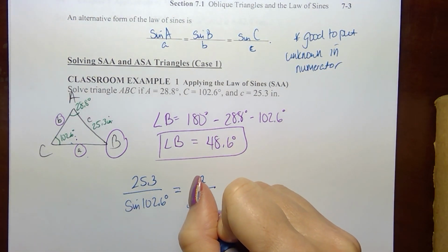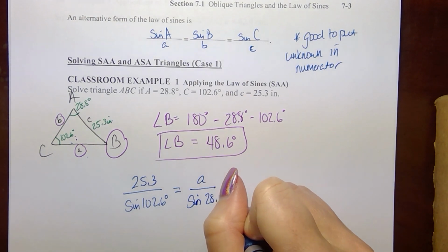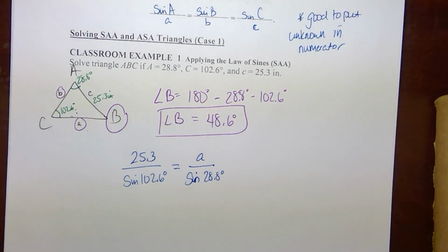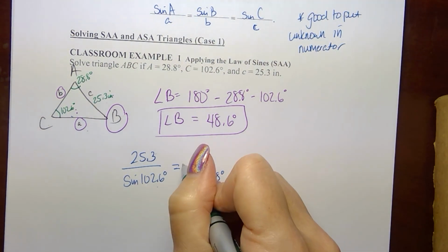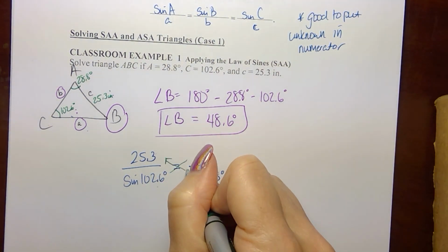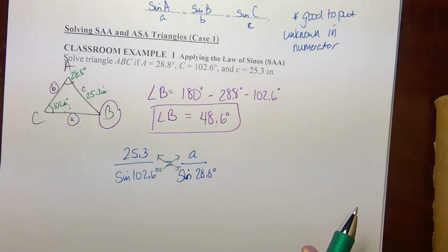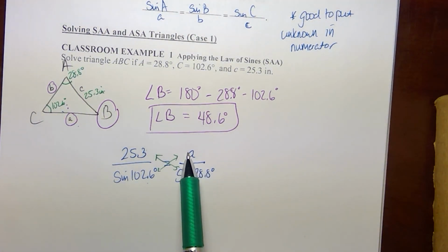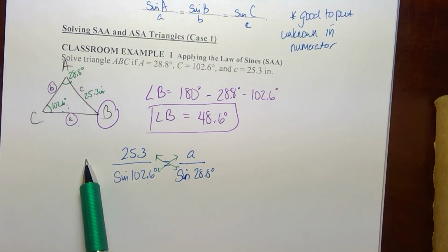Side a is opposite angle A. So I set up my law of sines like this. Side c opposite angle C, side a opposite angle A, and then I use a proportion to solve for my missing value. When I'm solving proportions, I use cross products. I multiply the numerator of one side times the denominator of the other, and I set them equal to each other. I'm solving for a, so really all I have to do is multiply this other side times sine of 28.8 degrees.